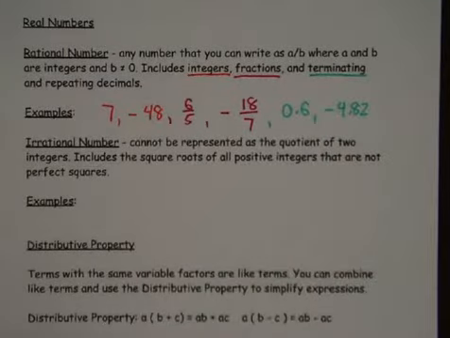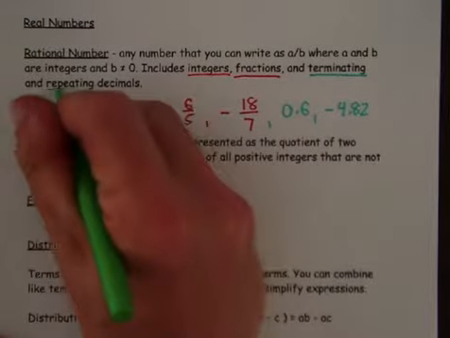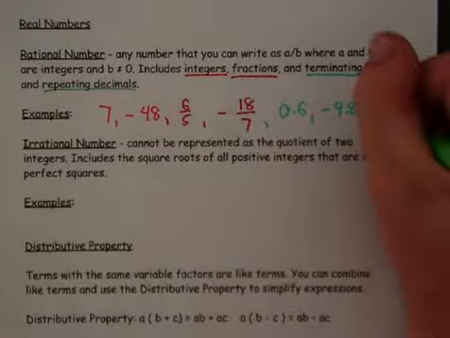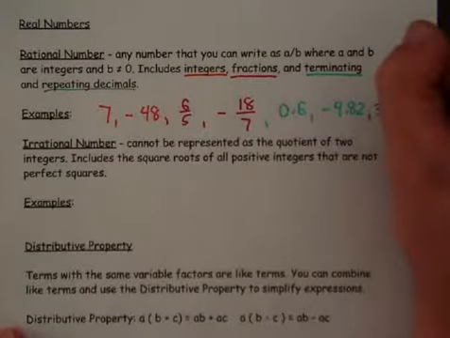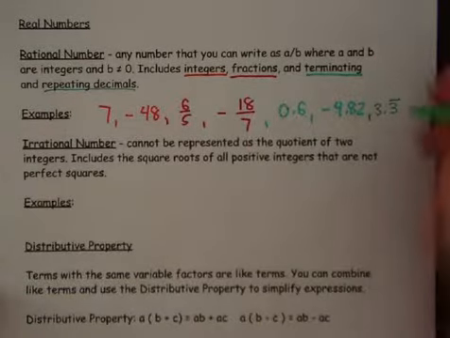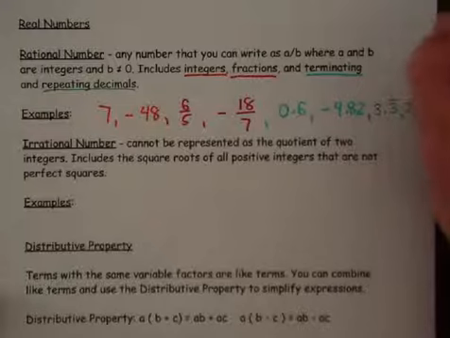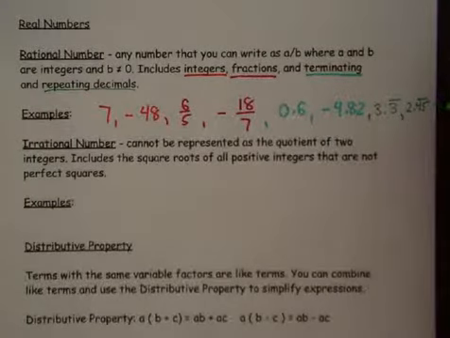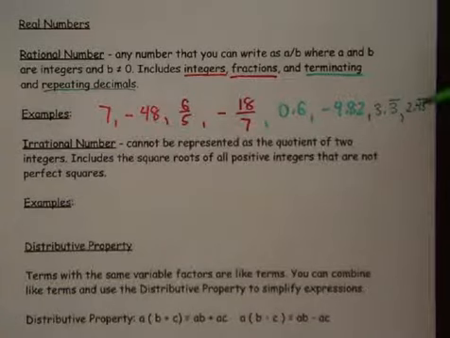All right? Or a repeating decimal. A repeating decimal could be something like 3.3 repeating, 3.3333, or 2.45 repeating, 2.45454545. Those are decimals that repeat.